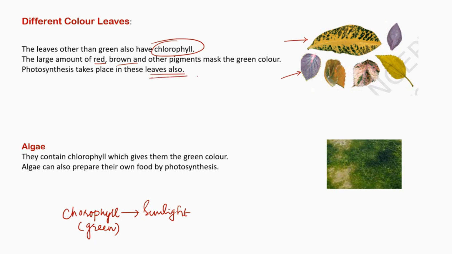Now comes algae. We all know about algae, and they also have chlorophyll which gives them green color. Algae can also prepare their own food with the help of photosynthesis. As you can see in the picture, in stagnant water, where water is collected and sunlight is there, we can see these green color patches, and we term these plants algae.